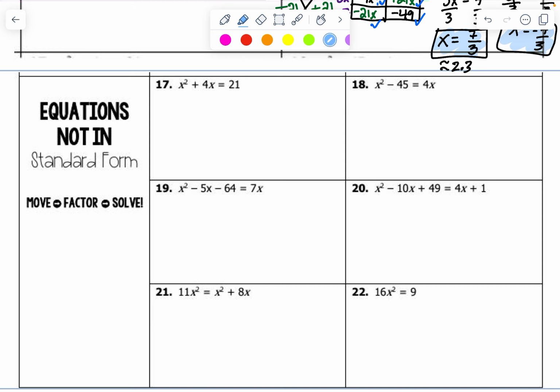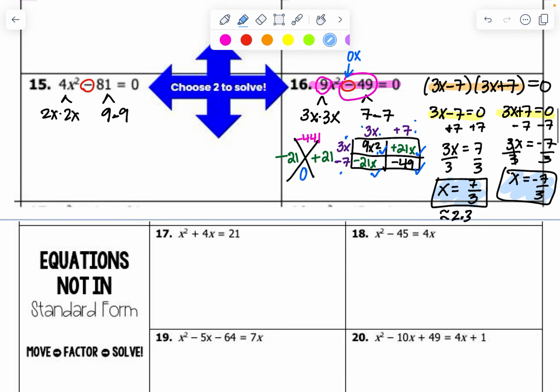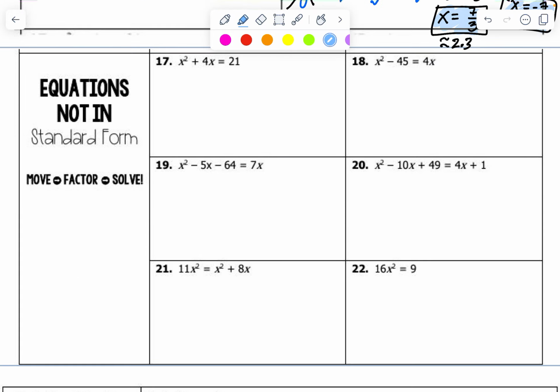Notice that like our last couple, they were already set equal to 0. So here we're going to start with equations not in standard form to begin with, okay? Don't stress, don't freak out, everything is all good. But it's just one small step to get us going. So remember, step 1 of solving equations was to get it equal to 0. I just need to minus 21 on both sides to start. Then I have x squared plus 4x minus 21 equals 0.